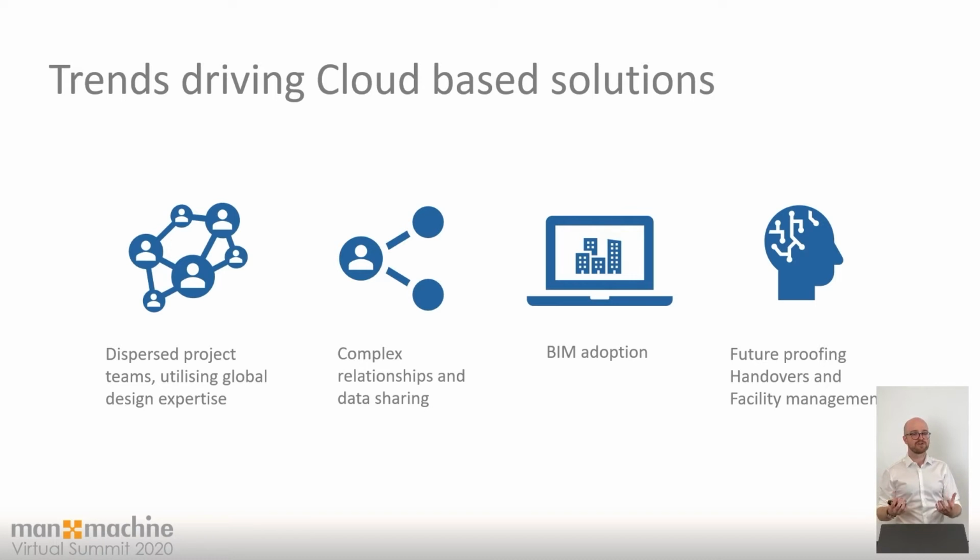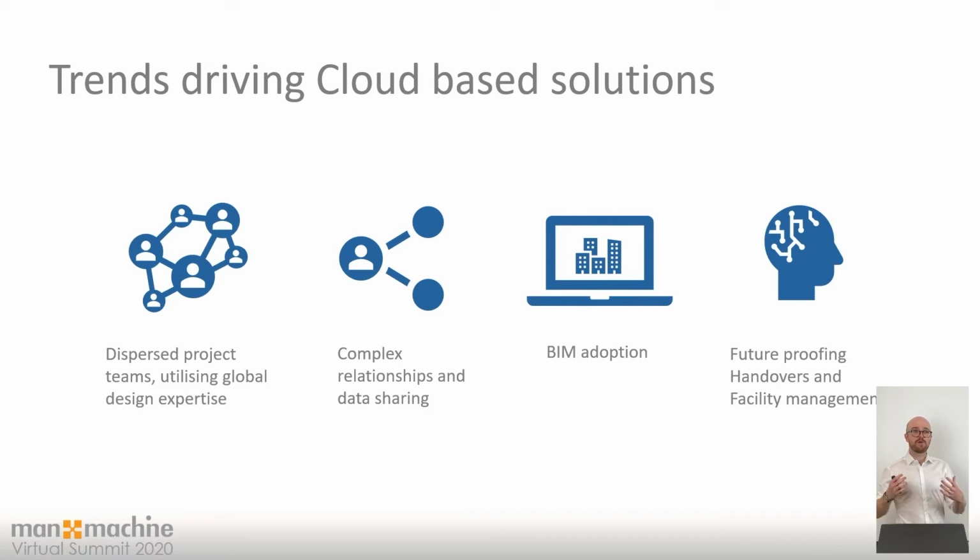So dispersed project teams is a big one at the moment, and a reason BIM 360 is becoming bigger. Other reasons are complex relationships, whether that be with suppliers, stakeholders, etc. Information is passing all over the place, and it's just getting more complicated. And so the new things coming out from BIM 360 in terms of integration and interoperability mean that relationships with other companies are being made easier.